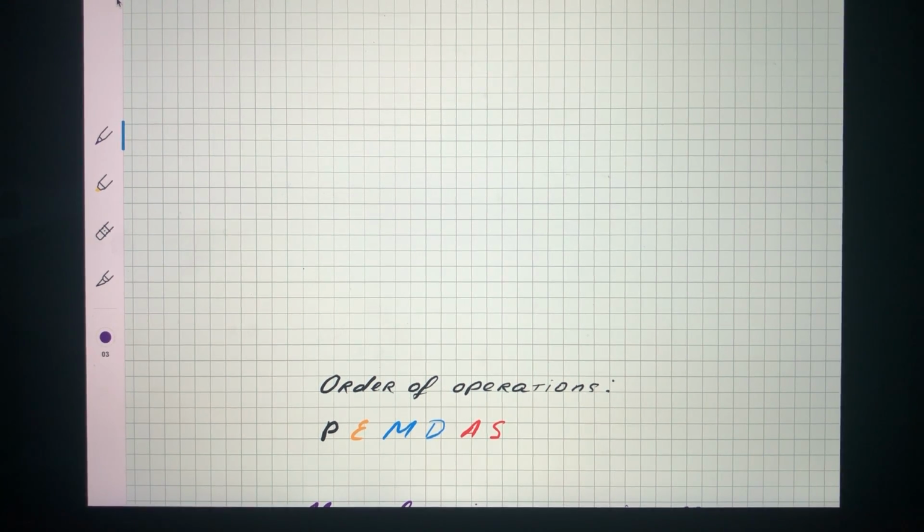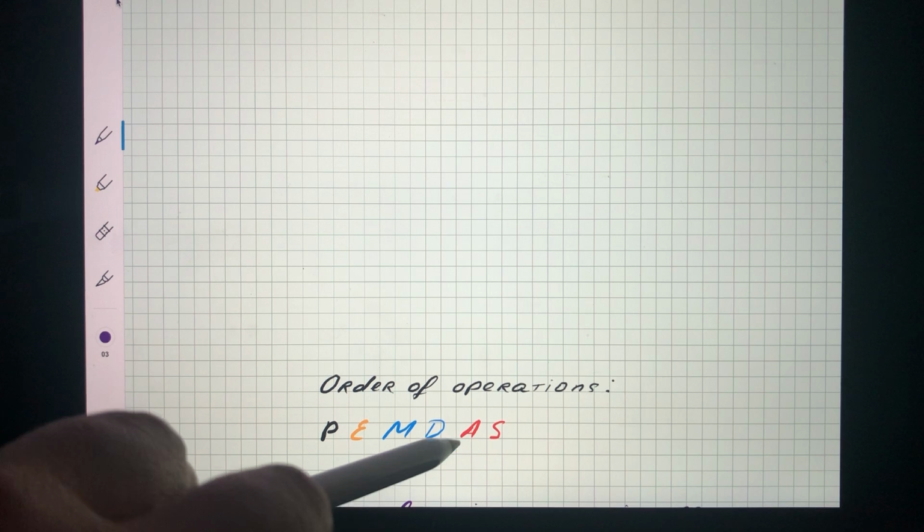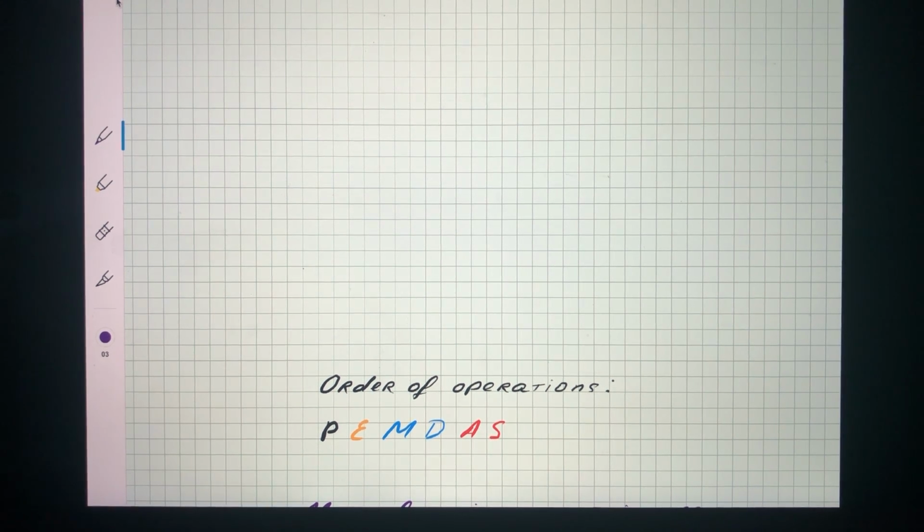So when we have all of these components in an expression or equation or inequality, we need to know what to do first and what to do next. And here the order of operations comes in very handy. We can use the acronym PEMDAS, P-E-M-D-A-S, to remind ourselves what the order of operations is.